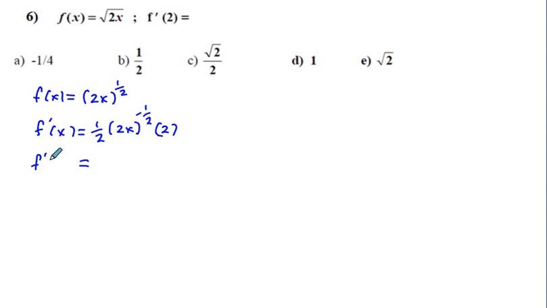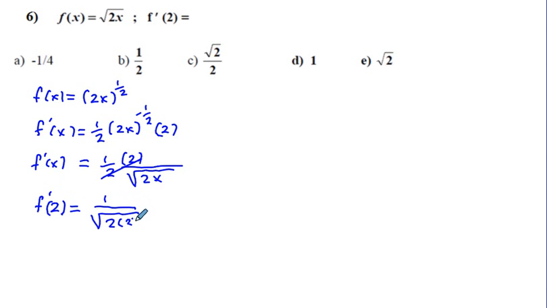And so what we end up having here is f prime of x is equal to 1/2 times 2 over square root of 2x. And 2 over 2 will cancel each other. So now we have f prime of 2 is equal to 1 over square root of 2 times 2, which is equal to 1 over square root of 4, which equals 1/2. And therefore our correct answer is B.